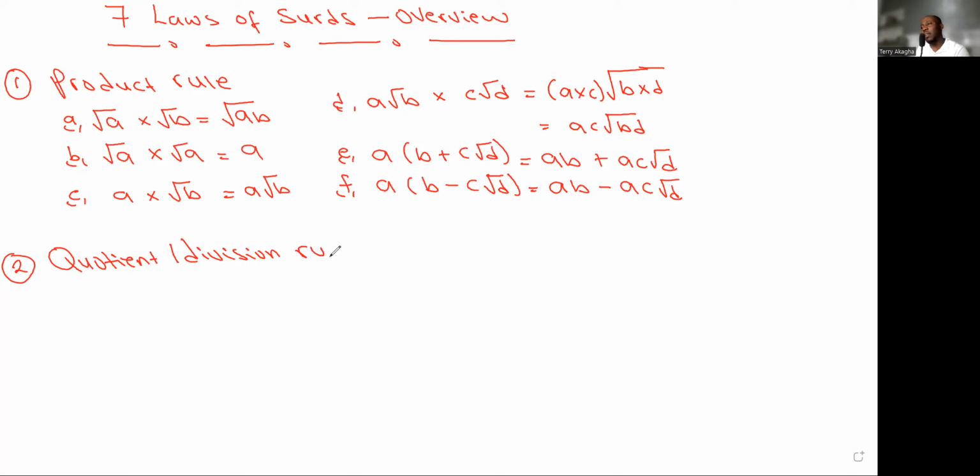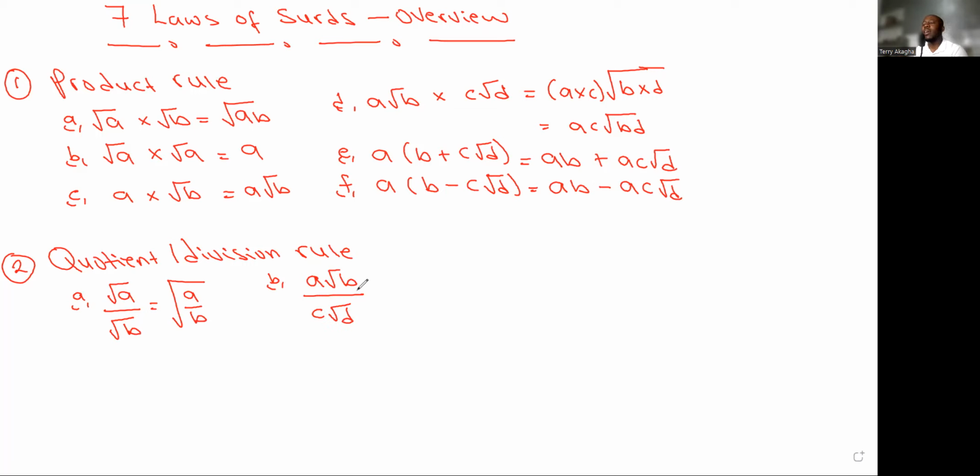They're all the same thing. So you can call it a product rule, you can call it a quotient rule, all will give you the same answer. What it's just trying to say is that when you have something like root A divided by root B, it's still the same thing as writing it as root A over B. Is that okay? And we also talked about A root B divided by C root D, okay?